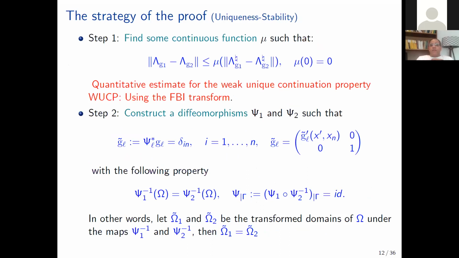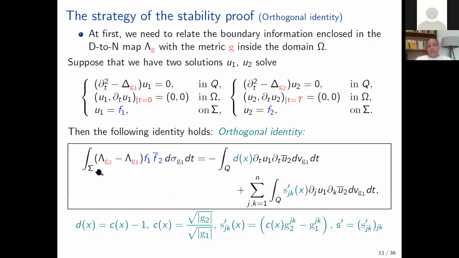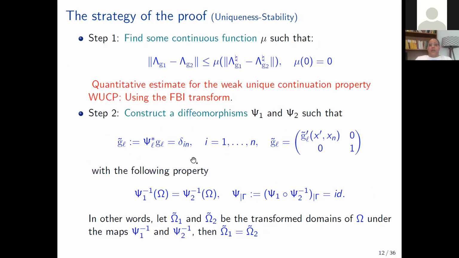In the first step, we need to prove some relation between the partial Dirichlet-to-Neumann map and the global Dirichlet-to-Neumann map, since in this identity we have the difference between the global Dirichlet-to-Neumann maps. Then this kind of estimate is obtained for the wave equation by using the FBI transform. I will give more details for this step later.